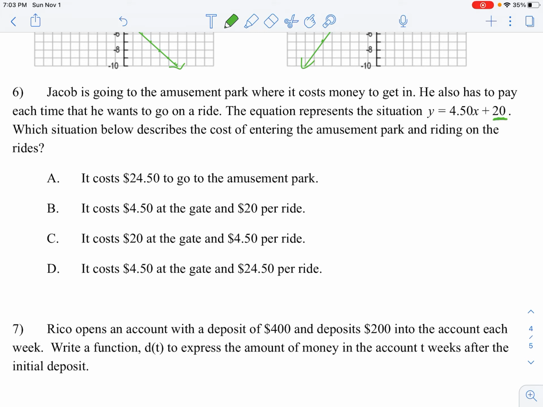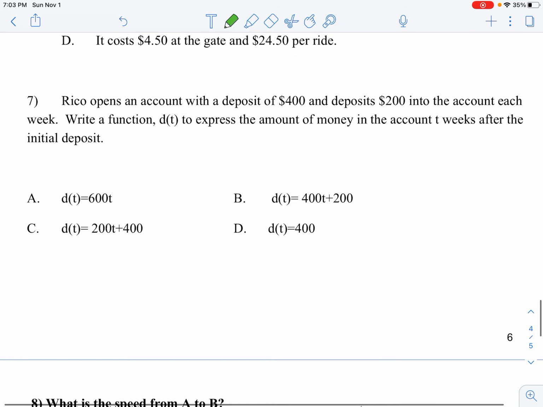So that $20 is just going to be a one-time payment because it doesn't have a variable attached to it. So I'm going to go ahead and assume that that is like at the gate. So it's $20 at the gate, which is what it says here. And then the $4.50 is attached to a variable, meaning that would be like every single ride that you go on, you have to pay $4.50, which is also what letter C says, so that's going to be my answer.